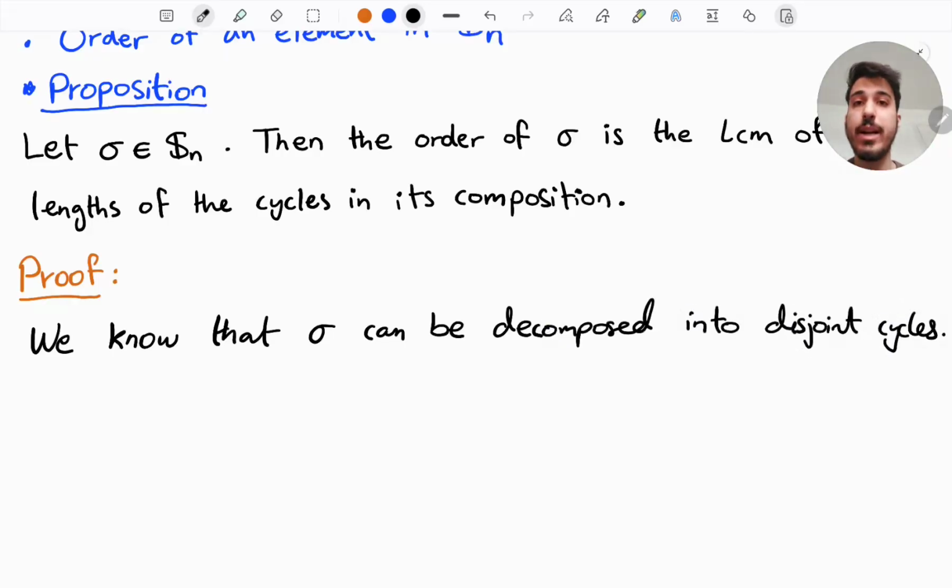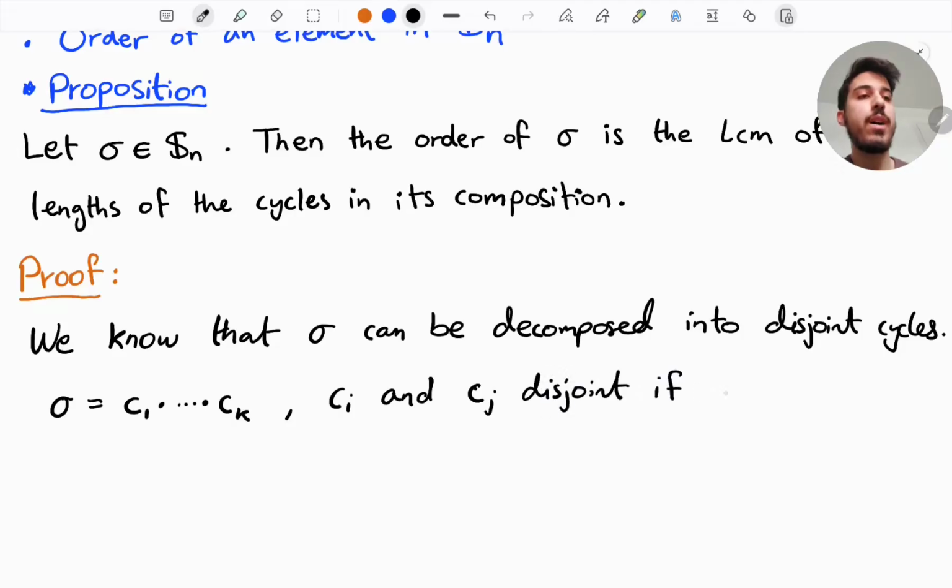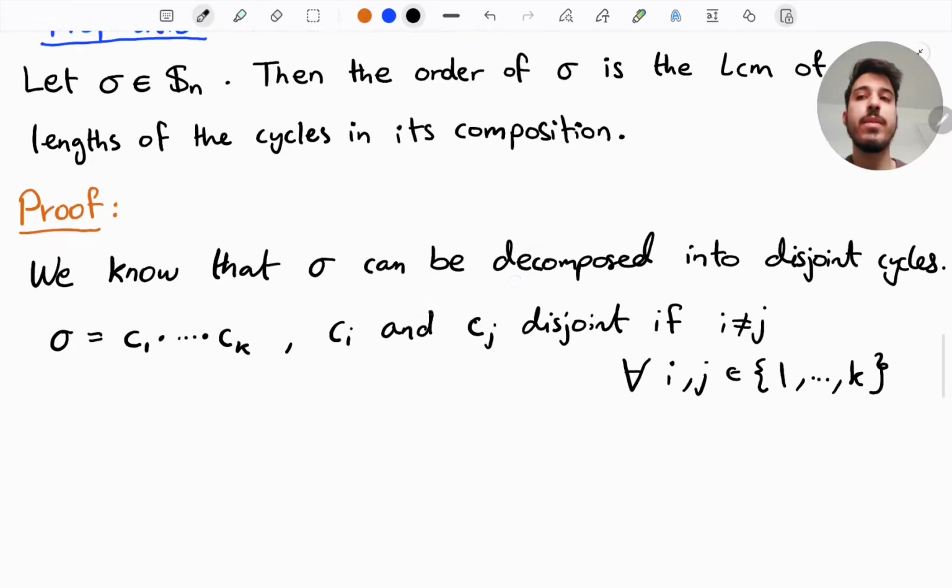So we're going to write sigma as a product of disjoint cycles, C1 to Ck, where Ci and Cj are disjoint if i is not equal to j, for all i and j between 1 and k. Now that we have sigma, we can take the lth power of sigma, but the lth power of sigma is equal to the lth power of C1 all the way to Ck.